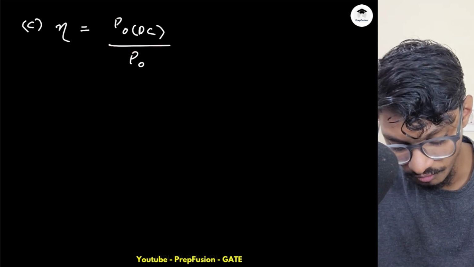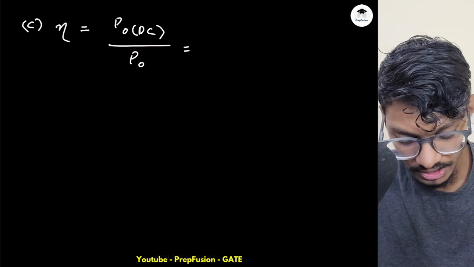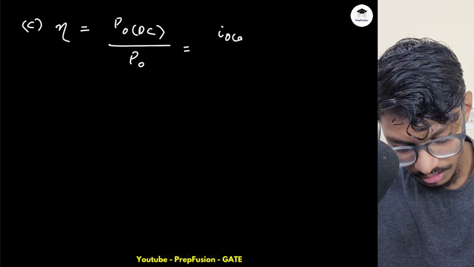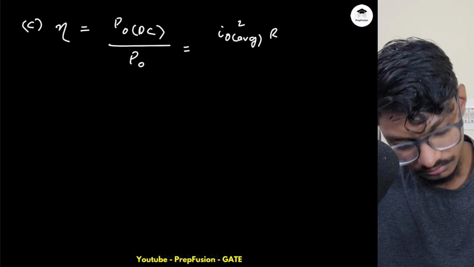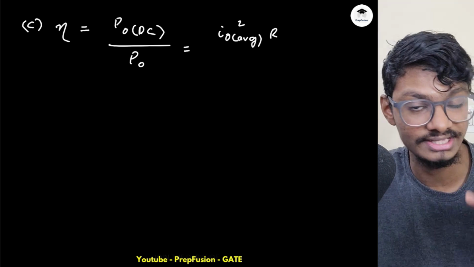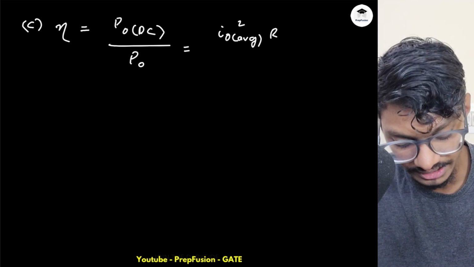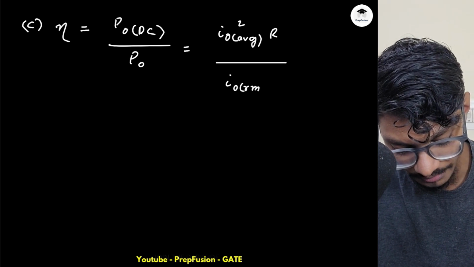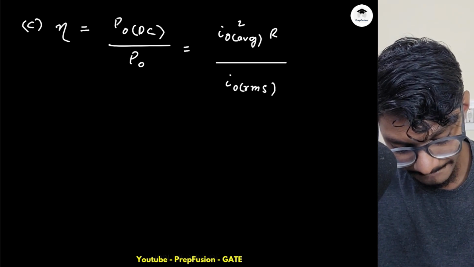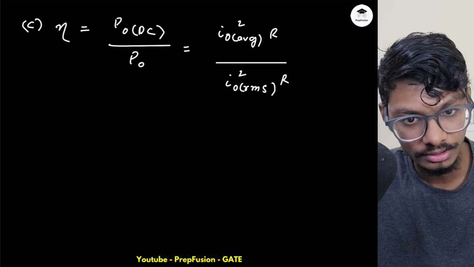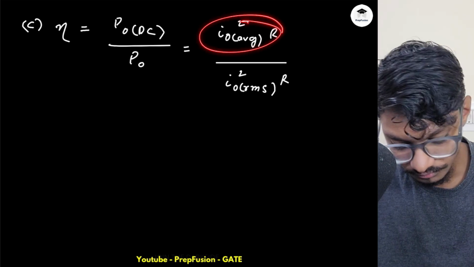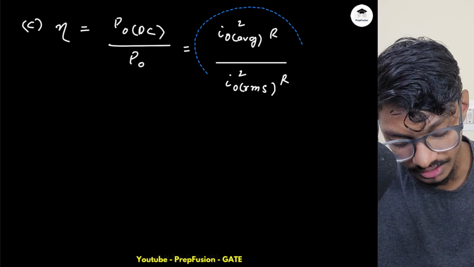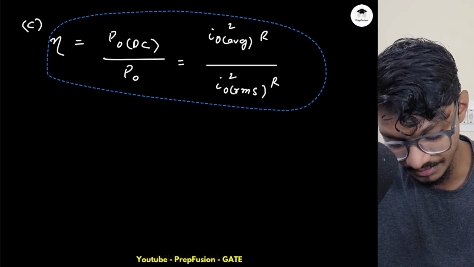PO DC I have already proven to you, that is the average value. So I can write this as IO average whole square into R. That is the DC power that has been dissipated, because the resistor contains what? Overall power across the resistor is IO RMS whole square into R, right? This is the overall power, but this is the DC power, because the DC component is playing the power dissipated due to the DC component, that is the PO DC, right?